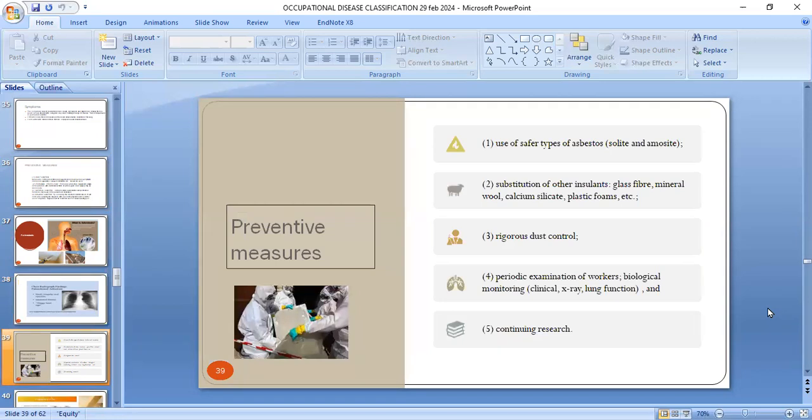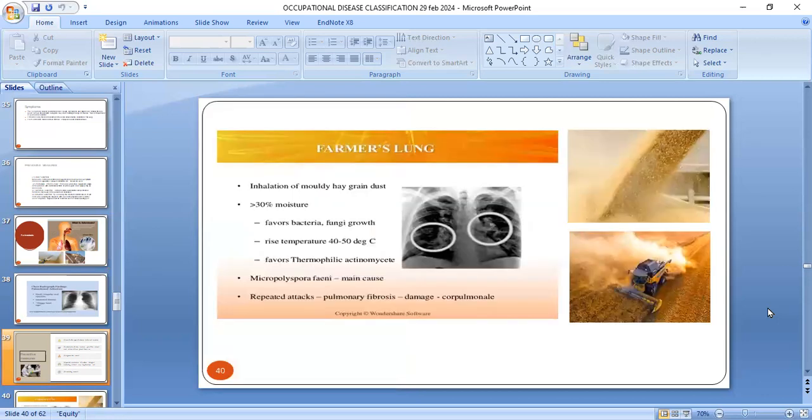Preventive measures include use of safer types of asbestos, that is chrysotile and amosite, substitution of other insulants, glass fiber, mineral wool, calcium silicate, plastic foams, etc. Rigorous dust control, periodic examination of workers, biological monitoring, and continuous research.